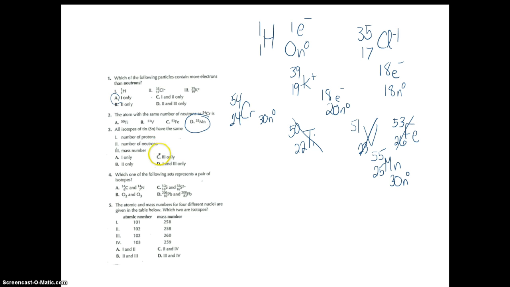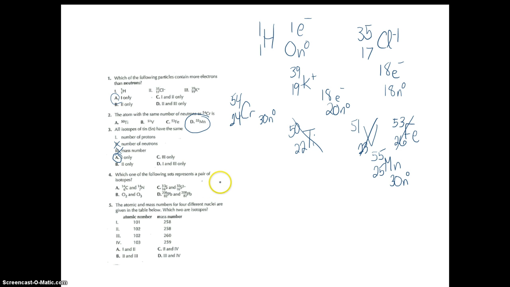Now, next part has to do with the definition of isotope. All isotopes of tin have the same number of protons. Well, we know that's true because an isotope is the same type of atom, and all tin will have the same number of protons. Number of neutrons? No way. That's what makes an isotope an isotope. It's a type of atom that has a different number of neutrons. So definitely no on number 2 there. And mass number, well, if they have differing numbers of neutrons, we're going to have a different mass number. So letter A is our best choice there.